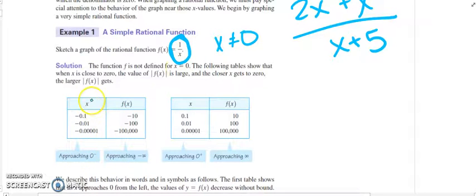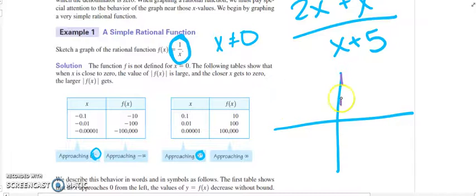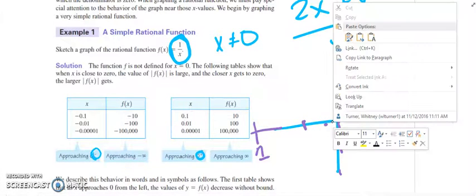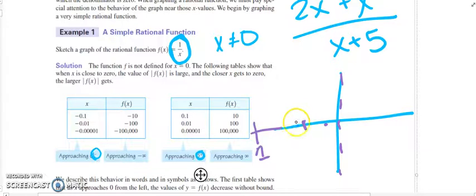This says I'm trying to get to 0 from the left. The little plus or minus afterwards says you're approaching it from the left or you're approaching it from the right. So if I have a graph, we're looking right here at this 0 and seeing what happens. We tested negative 0.1, negative 0.01, getting smaller and smaller, and you can see it gets bigger and bigger in a negative way. So it's going this way.